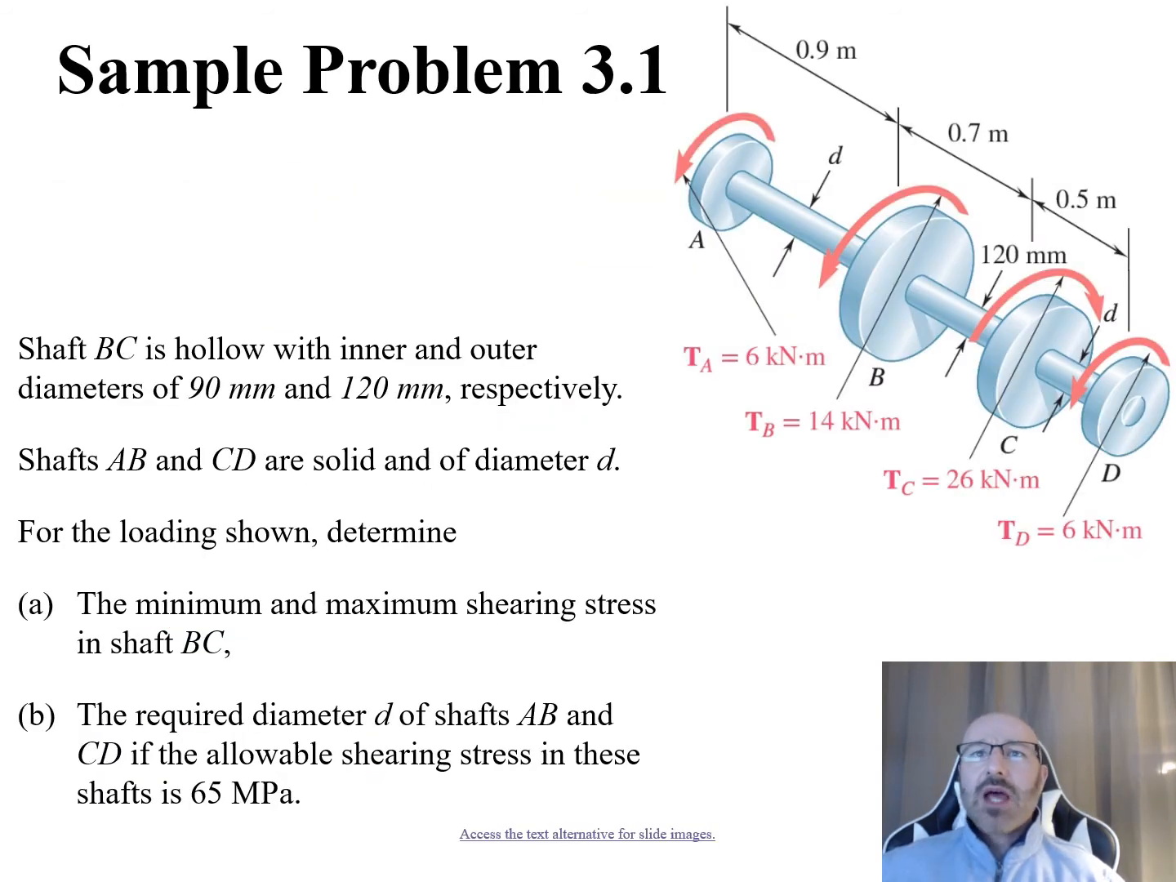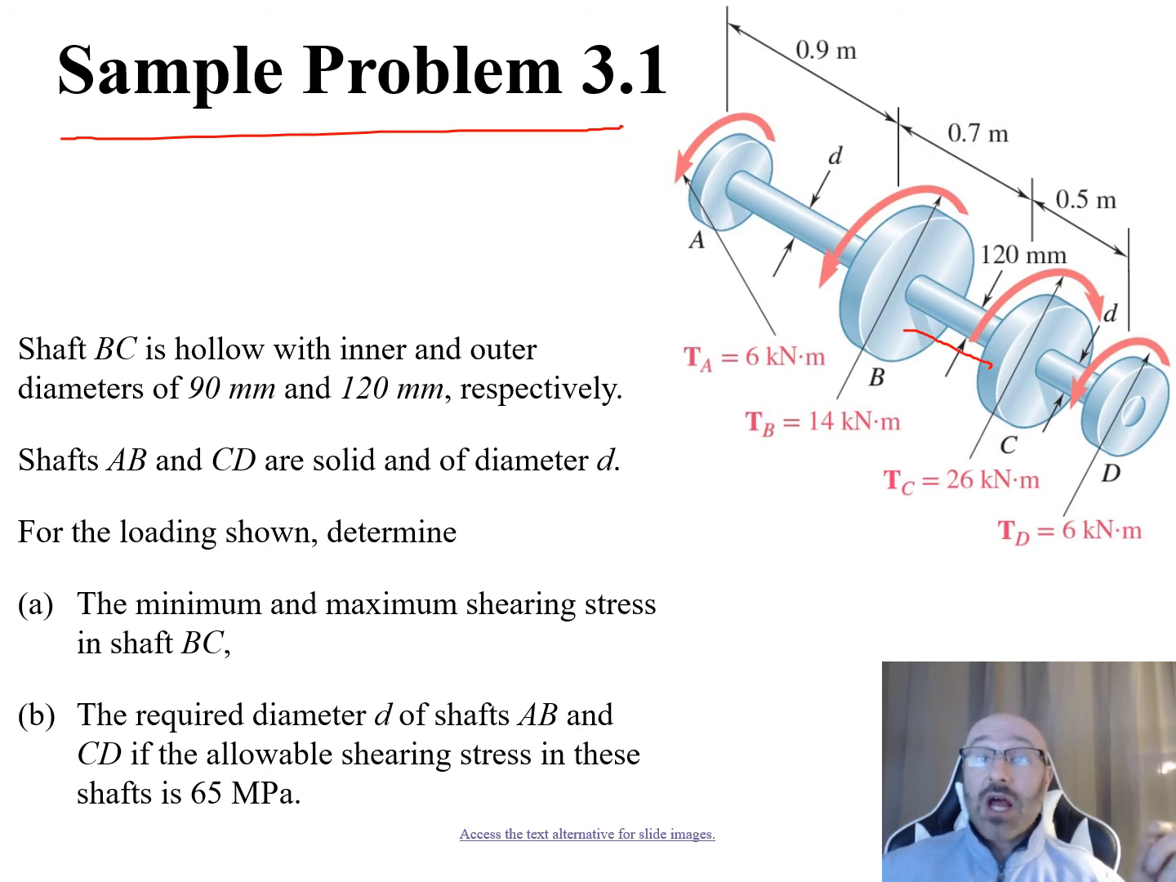So now let's apply some of these key equations and topics to a sample problem from chapter 3. Let's take a look at sample problem 3.1. We can see we have a given diagram over here. We have this shaft that goes from A to D. There are three different sections within the shaft, and it tells us that shaft BC, the center section of the shaft, is hollow.